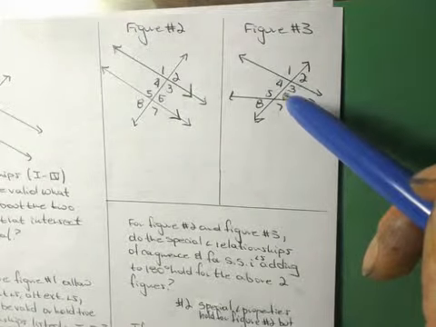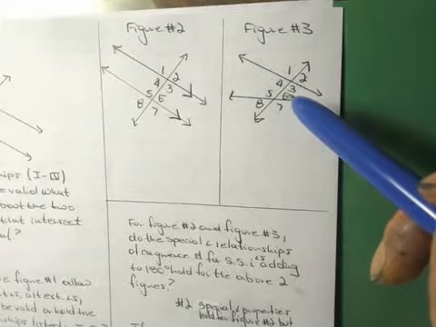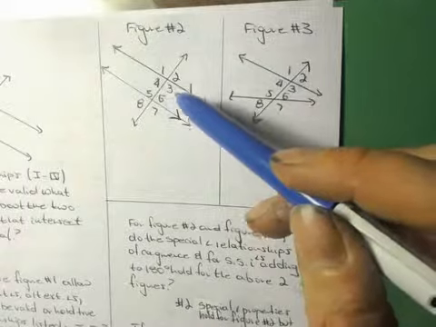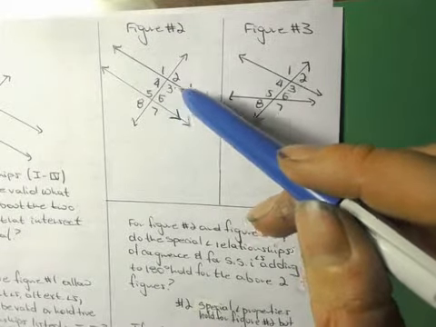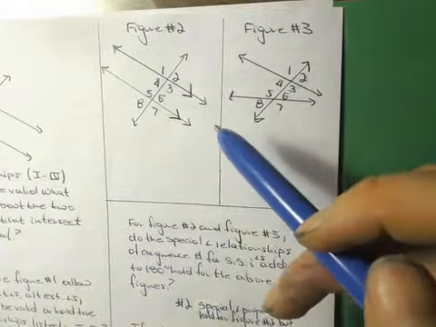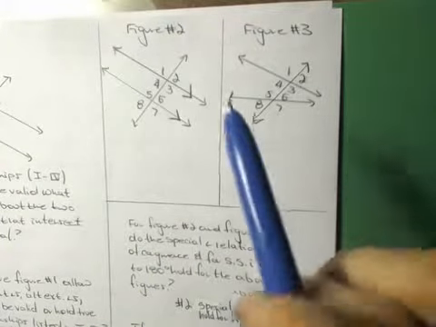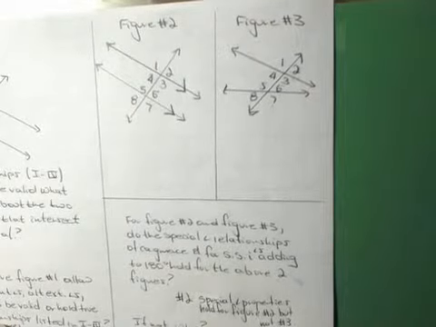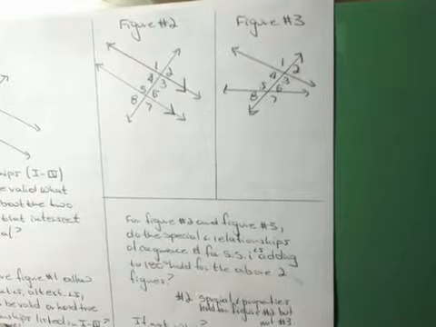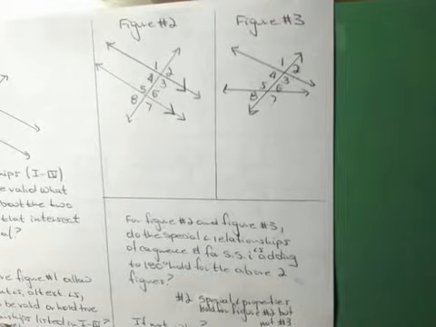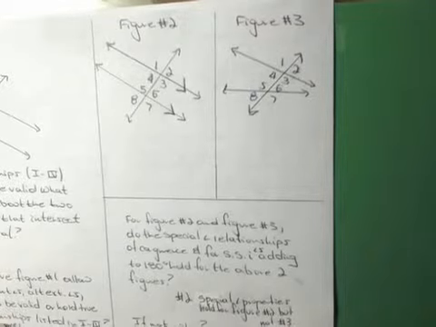Will 3 and 6 add to 180 in figure 3? No, we don't have parallel lines. Will 4 and 5? No, we don't have parallel lines. But what about here? 3 and 6, will they hold? Yes, because we have parallel lines. 4 and 5, will they add to 180 as same side interior angles? Yes, they will, because we have parallel lines. Okay, so we'd say figure 2, yes, because parallel lines.